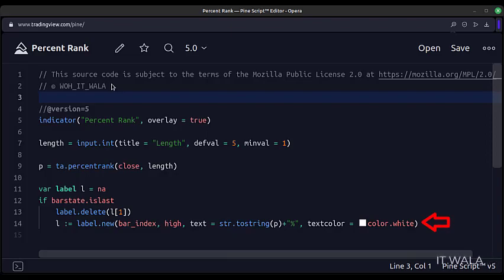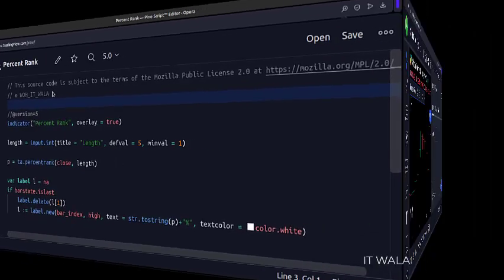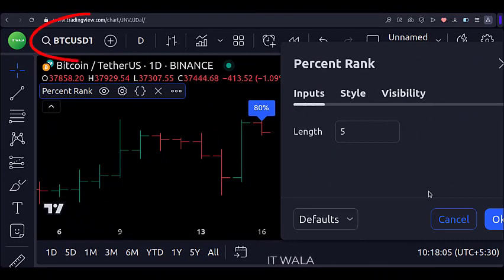Now, let's add this indicator to the chart. Right now, I'm on the Bitcoin daily timeframe chart. The input value of the indicator is 5. So this indicator will check how many candles are lower than the current candle in the last 5 candles. As you can see, this red candle is the current candle. Let's count manually how many candles among the last 5 candles are lower than the current price.